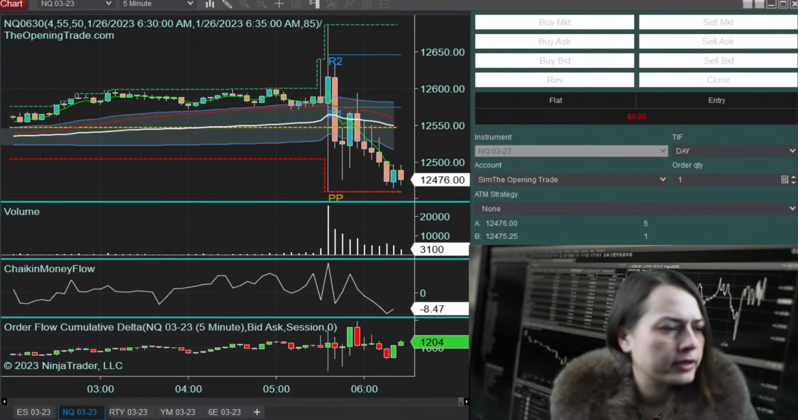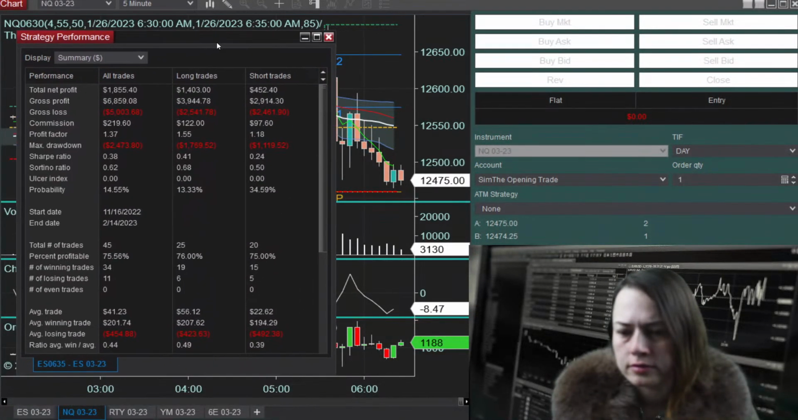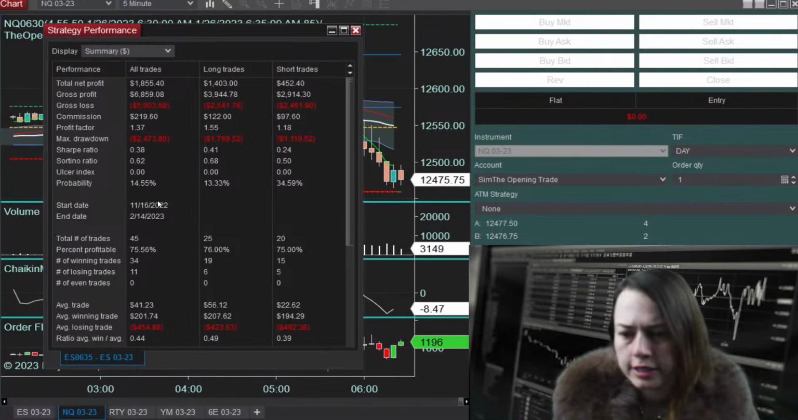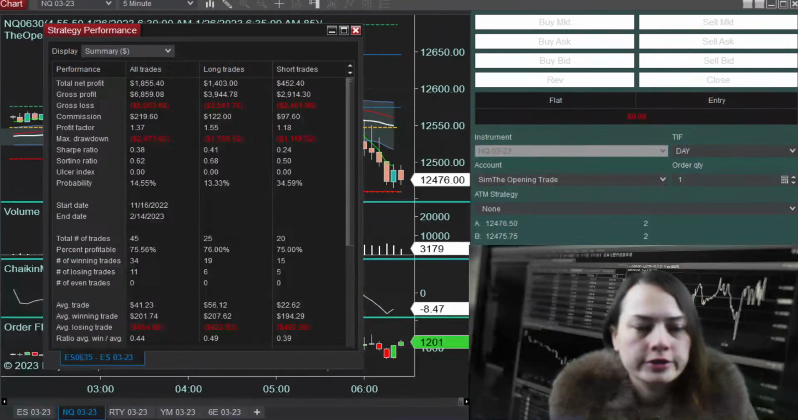Here we have the S&P 500. So here's your 90-day date range, max drawdown, gross loss, gross profit, total net profit.